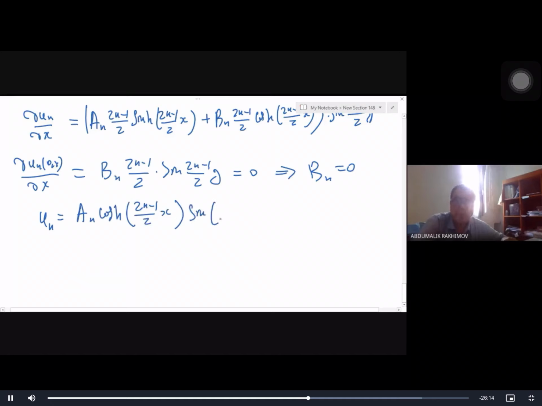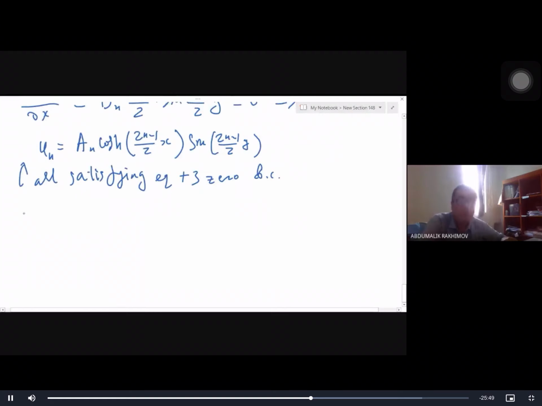Sine, usual sine, (2n minus 1) over 2 y. So all of them satisfy the equation plus the three zero boundary conditions. You can verify what I'm writing, but I derived it from the equation and boundary conditions. They must satisfy them. Now, the solution we will search in the form of a combination of all these u_n.